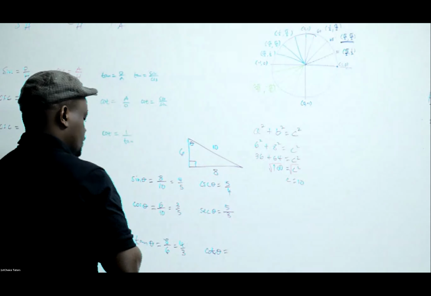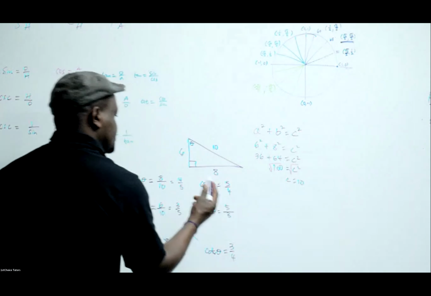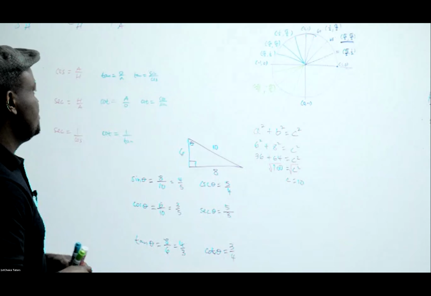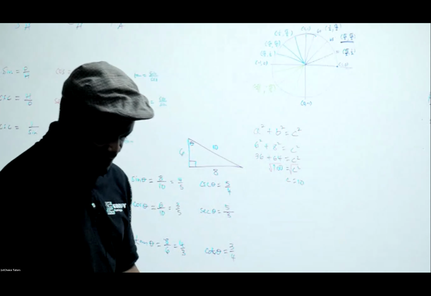Adjacent over opposite, so it would just be 3/4. Done. You found all 6 answers. Alright. Pretty straightforward, you think, or difficult? Yeah, that's very straightforward. It's not too bad.